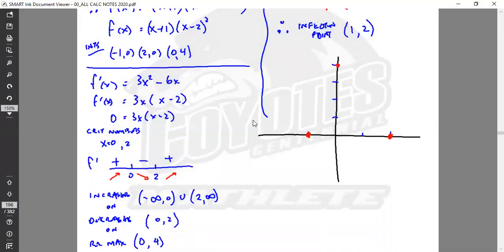And so this is increasing from -infinity to 0. It's increasing into here, and it's decreasing from 0 to 2. But one of the important pieces to this, it is decreasing at 1, 2. We've got an inflection point, and it changes right here. It changes from concave down to concave up. And so we want to graph that on there as well. And that is what it looks like.